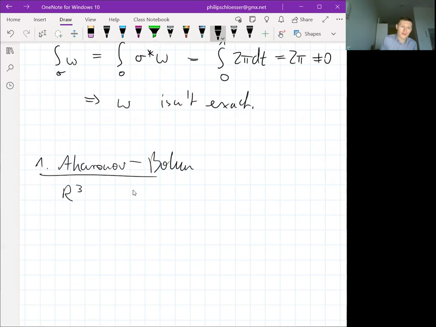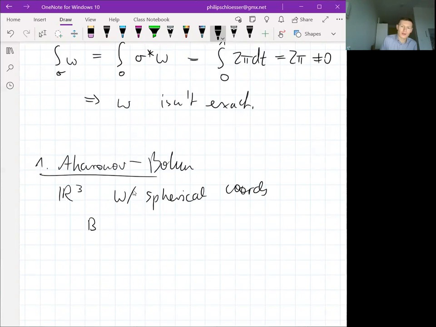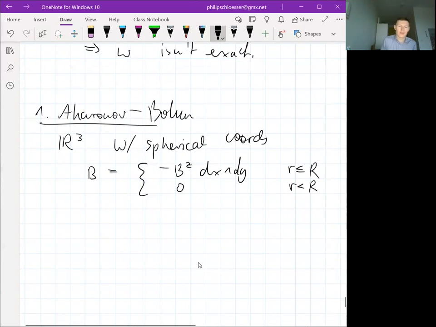So we have R3 with spherical coordinates. We define B to be equal to minus bz dx wedge dy for r smaller than or equal to capital R, and 0 for r bigger than capital R. Then we know that since R3 has trivial homology, every closed form is exact.